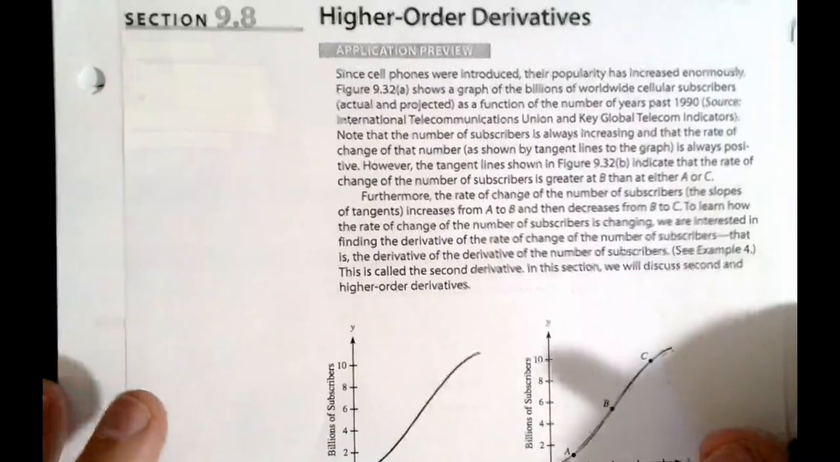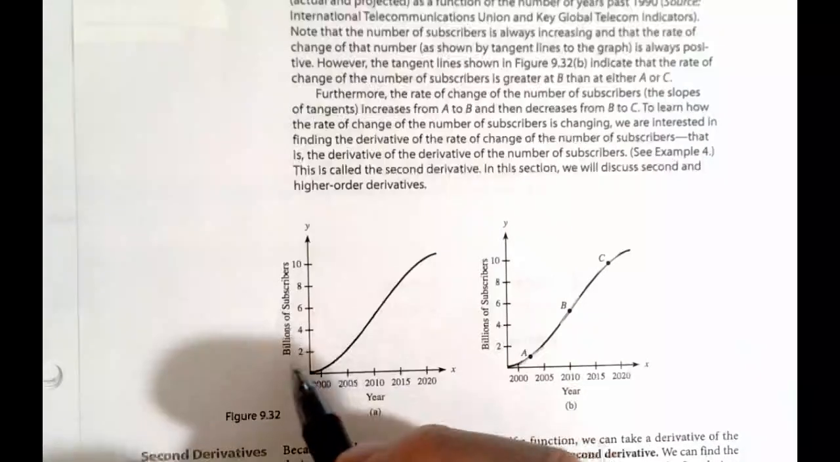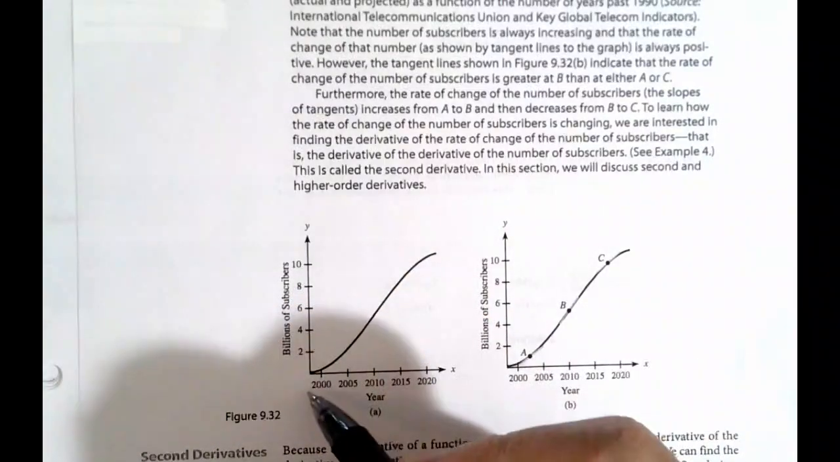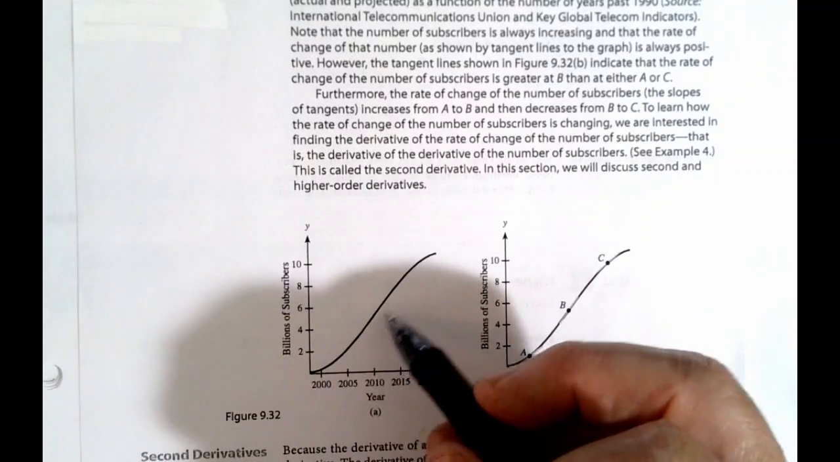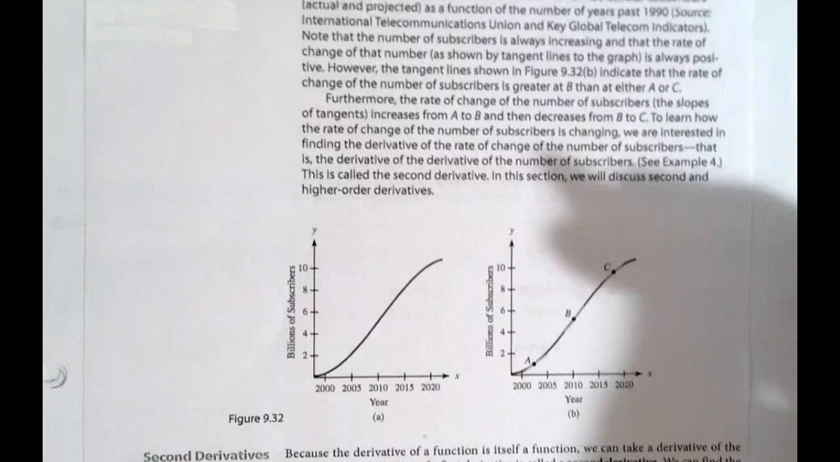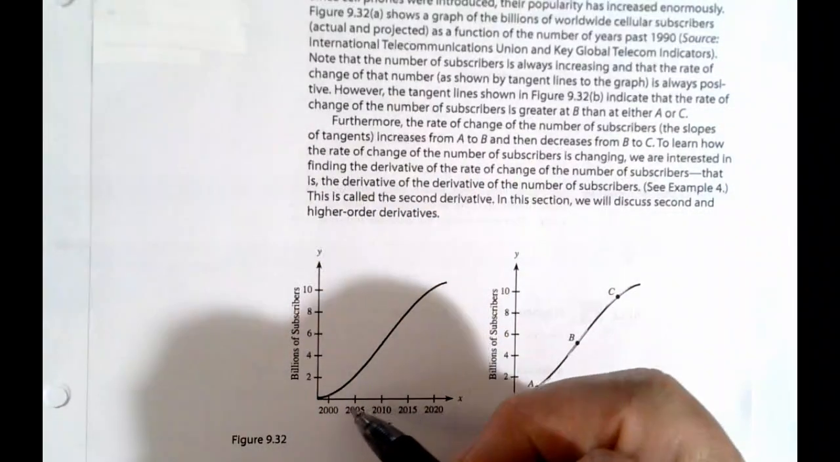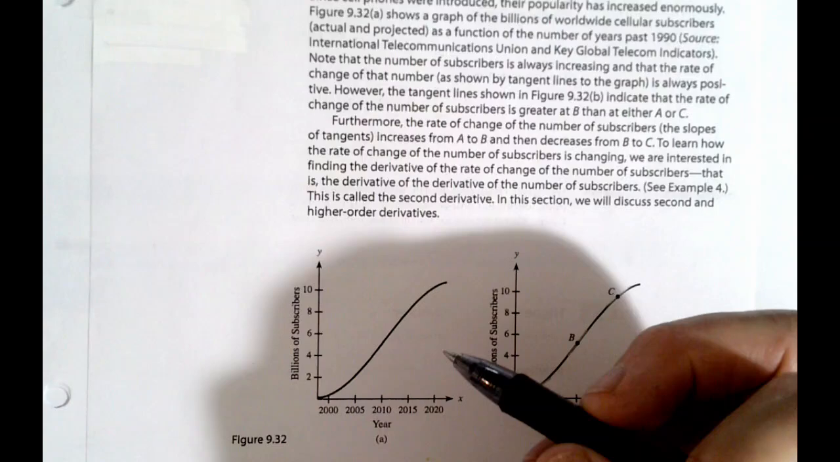Alright, this is section 9.8. We're talking about higher derivatives. If you take an original function and you take its derivative, you're talking about the rate at which the original function is changing. But if you take the derivative of that, which is called the second derivative, you're looking at the rate at which the rate of change is changing.